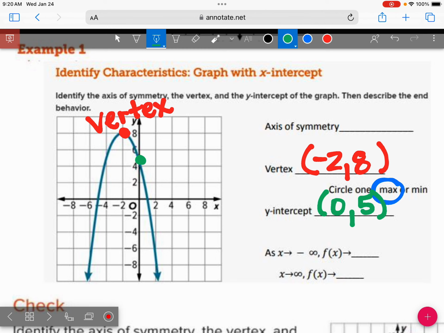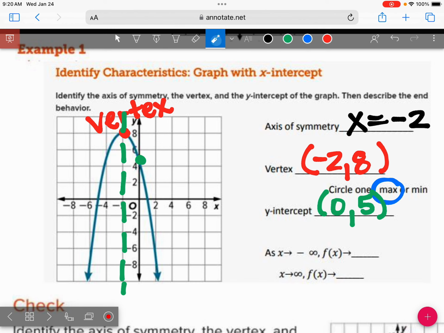And the axis of symmetry is x equals whatever the first number is in the vertex. So x equals -2 is my axis of symmetry. If I were to draw a line at -2, that would divide my frown in half.